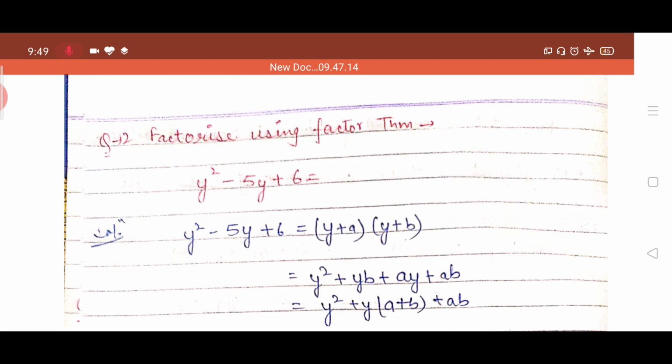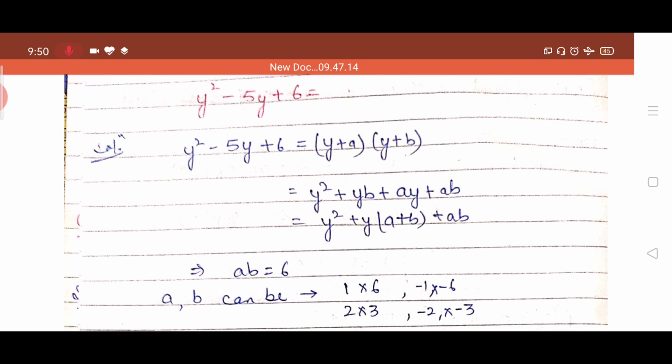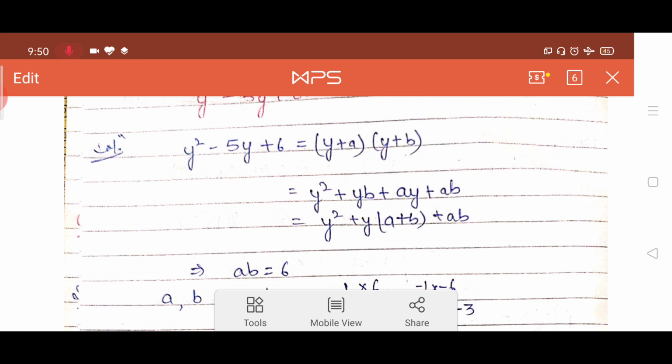Question number 2 is: factorize the polynomial using the factor theorem. The polynomial is y square minus 5y plus 6. As you know, in the factor theorem you have to equate the given polynomial to (variable plus a) into (variable plus b). For example, here the variable is y, so you equate the given polynomial to (y plus a) into (y plus b). After simplifying, what will you get?